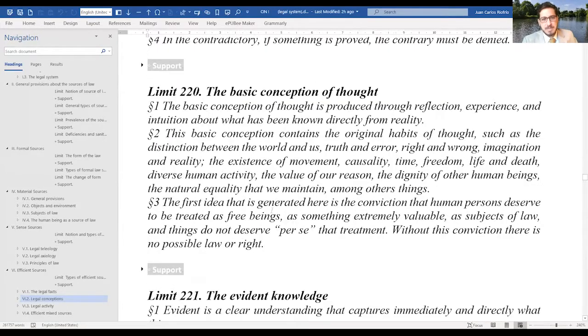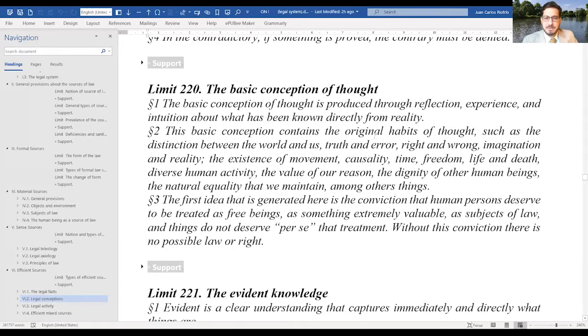That is the basic conceptions of life. We have said that we need some kind of ideas to work, that are not the first one, but are a connection of the first one. I put here some examples, because, for example, the distinction between the world and us. We are not the world.